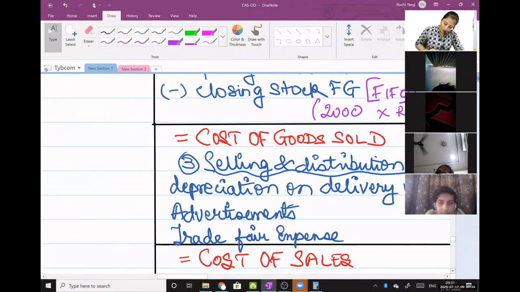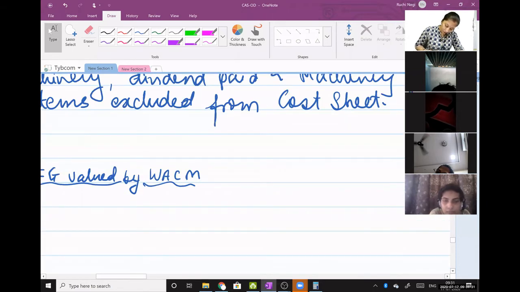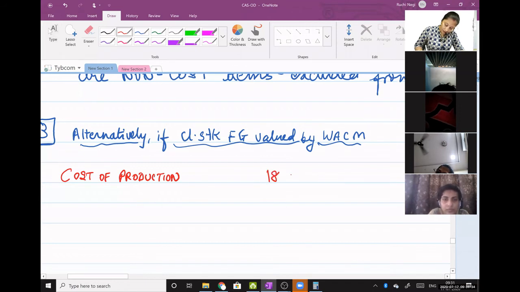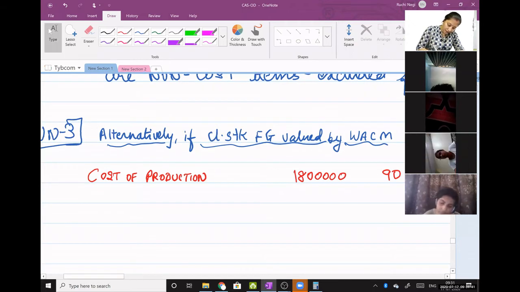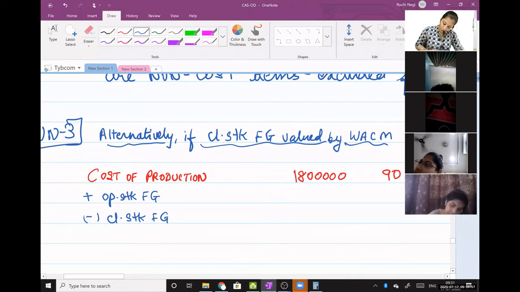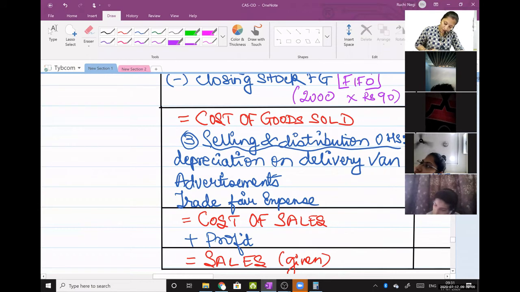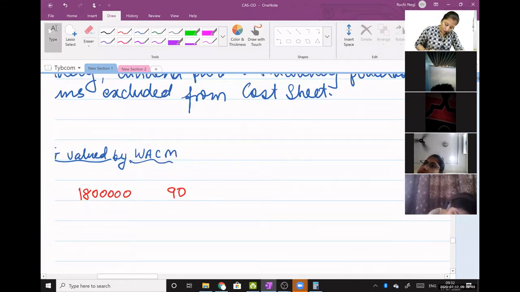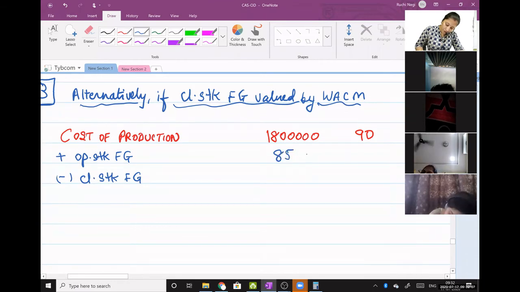The cost of production is 18 lakhs. It's 90 rupees. Okay. Then next, add opening stock of finished goods and less closing stock of finished goods. So opening stock of finished goods is how much? 85,250. Opening stock of finished goods, 85,250, and closing stock of finished goods.